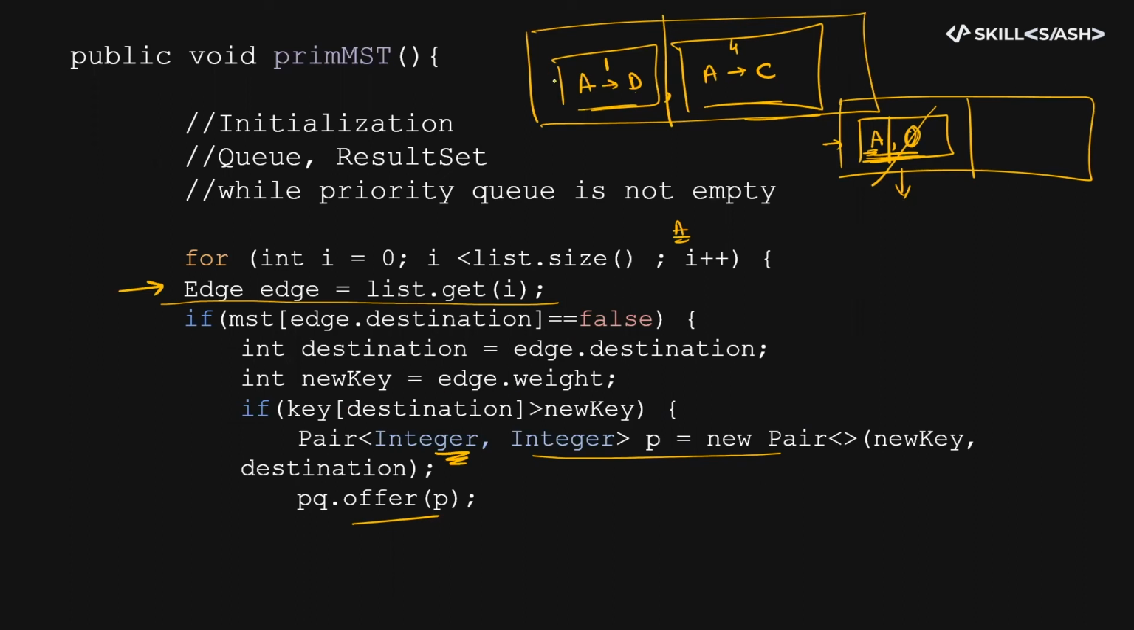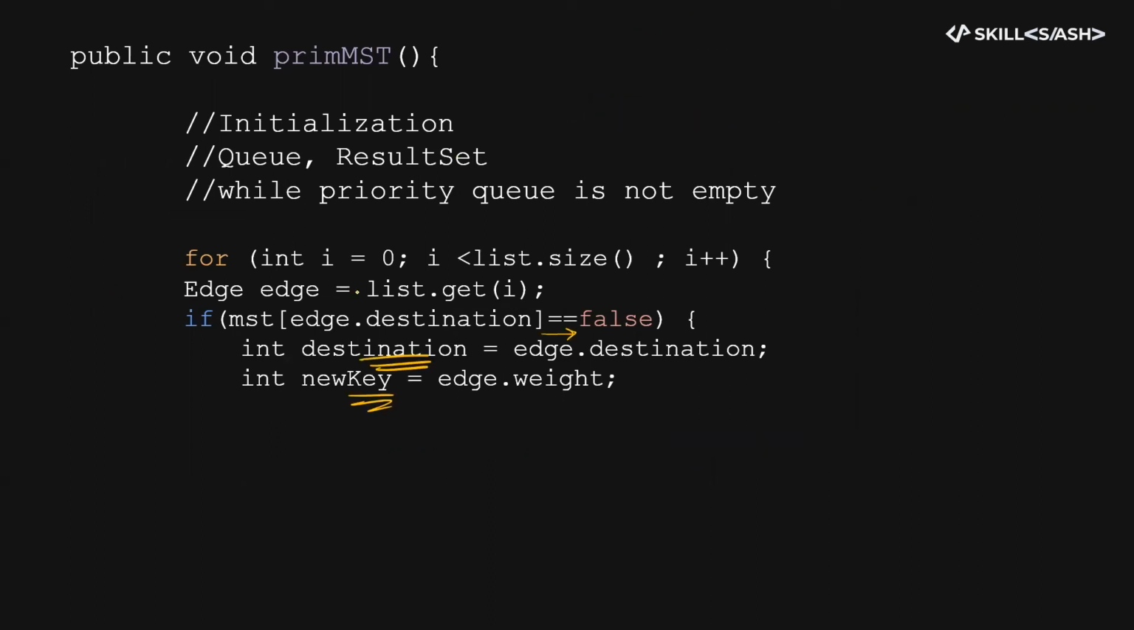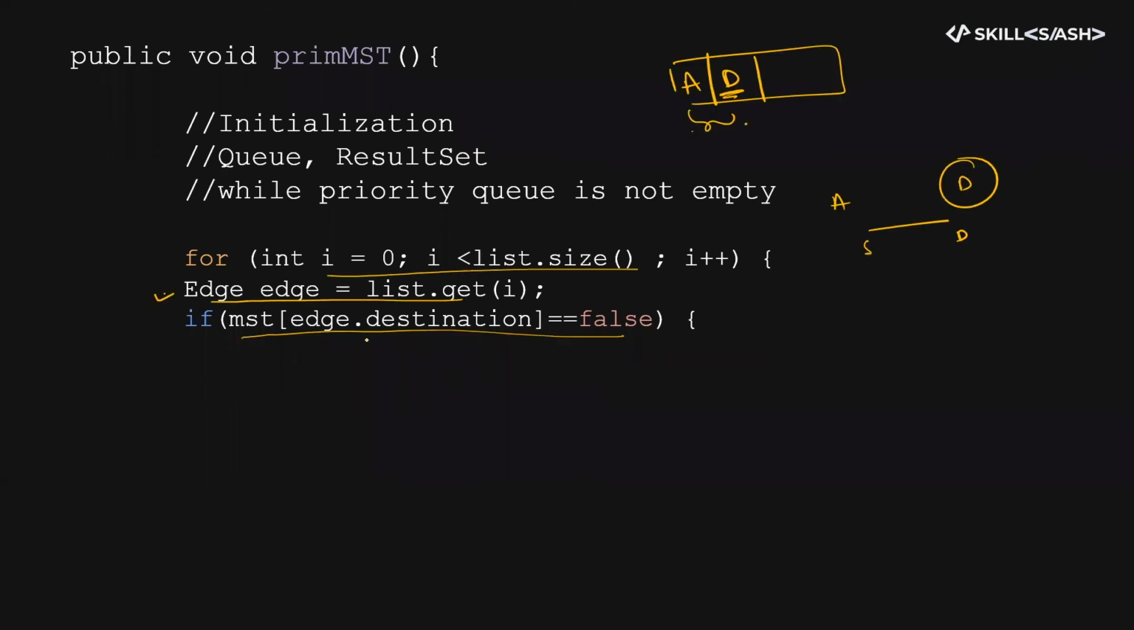Okay. Now, what will happen? The same process will go on again and again, obviously with adding into the minimum spanning tree. But what I'm doing over here, let's say out of these both, I choose one, which is like D. What will happen? Again, the same code will go on, right? The same code will go on.